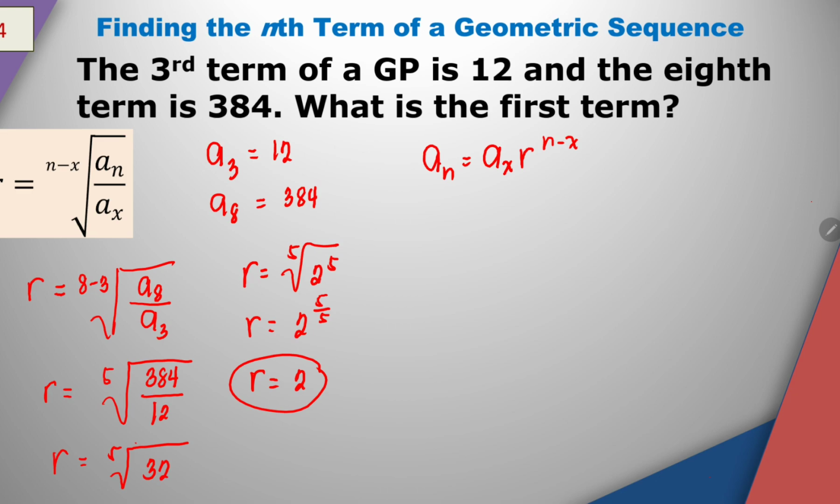So what we can use again here, either a sub 3 or a sub 8. It's your decision. But since I am the one doing this, I would like to deal with smaller numbers. So I will use a sub 3. And a sub x, this is actually a sub 1 because we are looking for the first term. Then we now have the r, which is equivalent to what we have solved for.